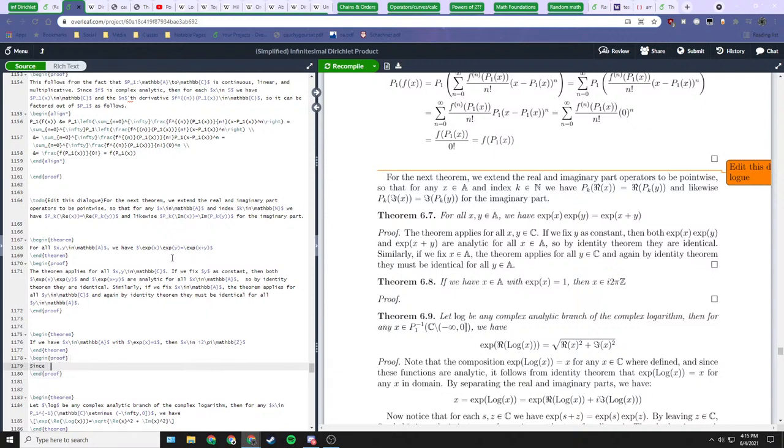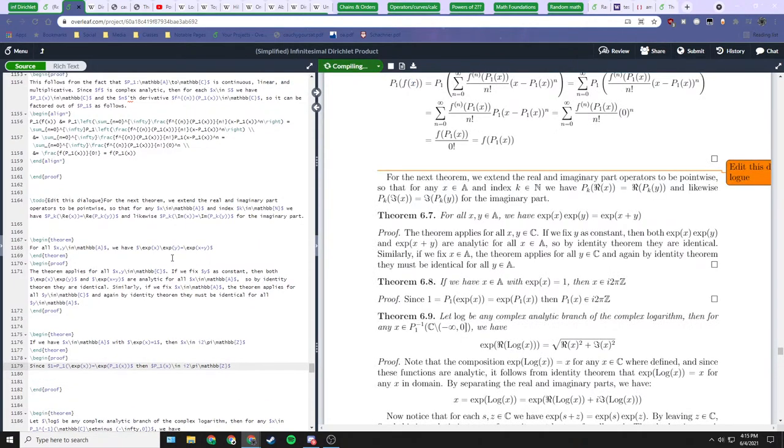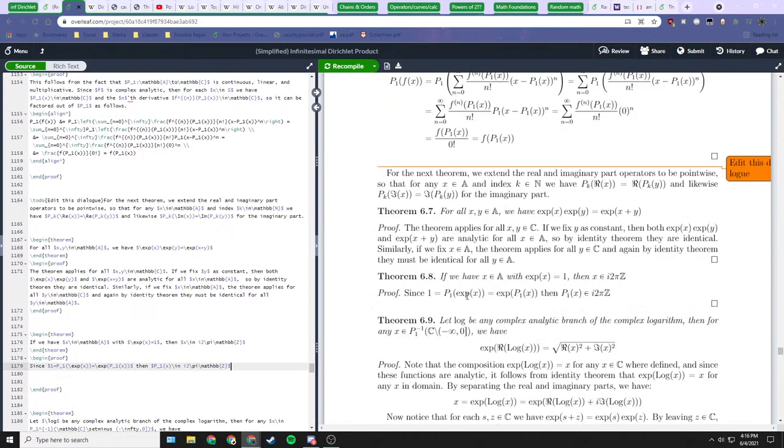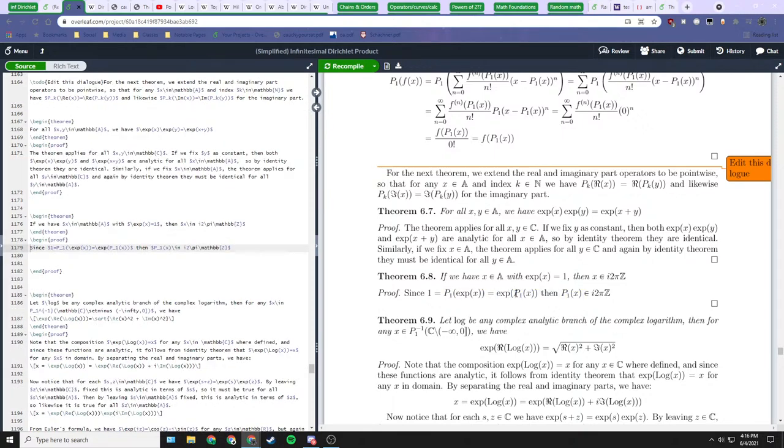Okay, so since P1 of exp x, since 1 is P1 of exp x, which is exp of P1 of x, then P1 of x is in i2 pi Z. This is just a complex analysis theorem. So by premise, exp of x, this is just 1. So this 1 is P1 of exp x. Exp is complex analytic, so you can permute P1 to pull that in. But now P1 of x is complex.